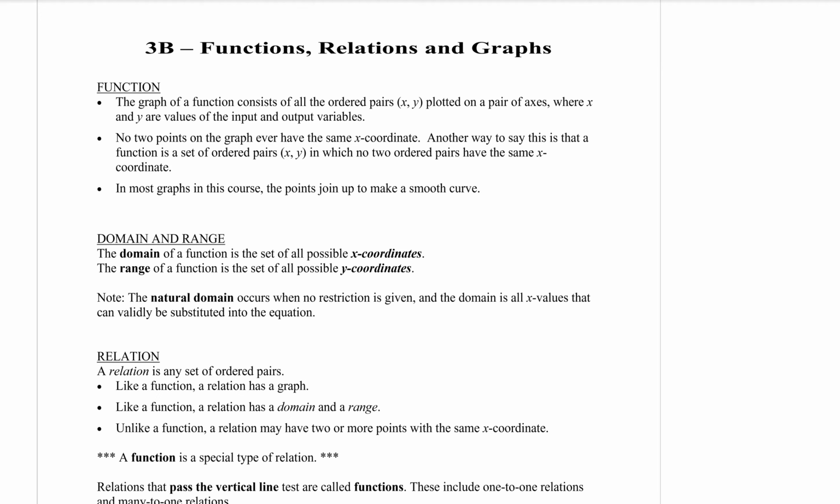And we're going to talk a bit more about what a function is. So the graph of a function consists of ordered pairs, meaning when you have your coordinates x, y, that's called an ordered pair, plotted on a pair of axes, where x and y values are the input and output variables. So you sub in x values and you get out the y values, just like when you did those little tables of values to sketch straight lines: you choose your x values, you sub them in to get the y values, okay?